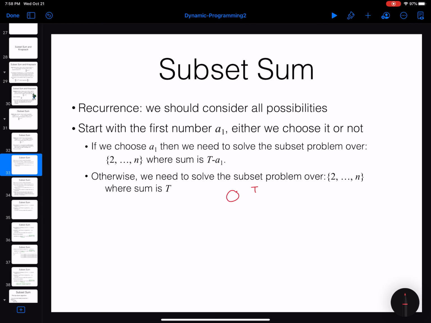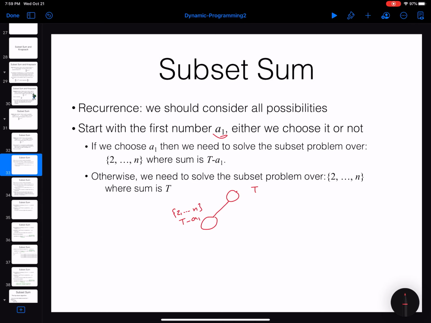Then I would think, okay, am I going to take the first item or not? If I'm going to take the first item, it means that I have taken A1. So I want to know, among all the items from A2 to AN, is there any set of these numbers whose summation is going to be t minus A1? Because I have already taken A1, I need to subtract it from that summation.